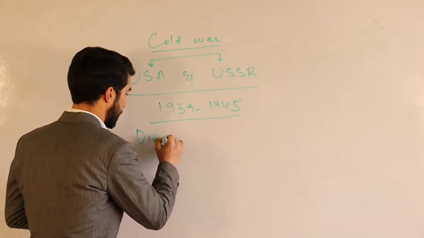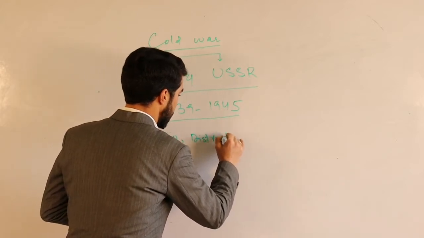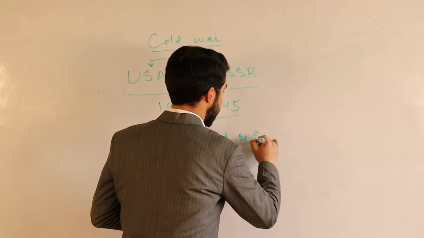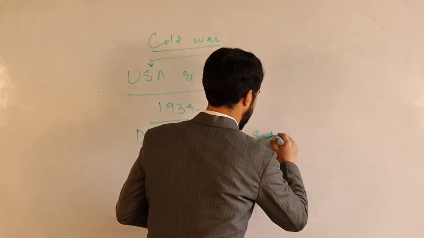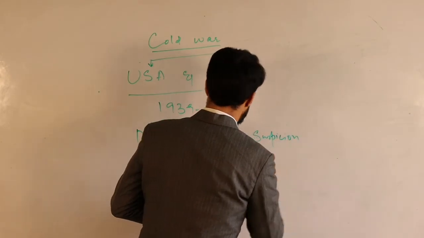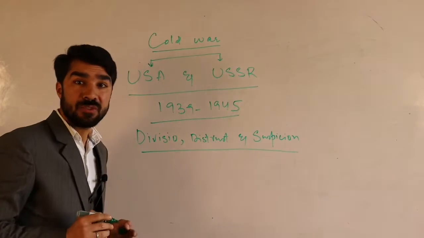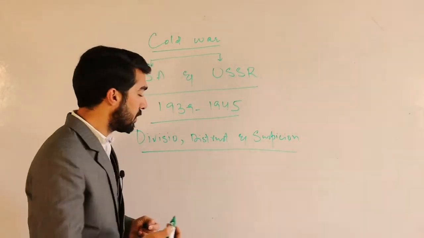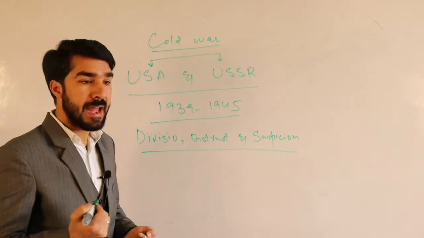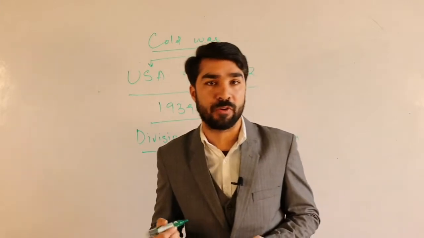division, distrust and suspicion. And both these countries were making moves and counter moves. They were making allies and counter allies so that they could strengthen themselves and weaken the other part of the world, or the other superpower of the world.